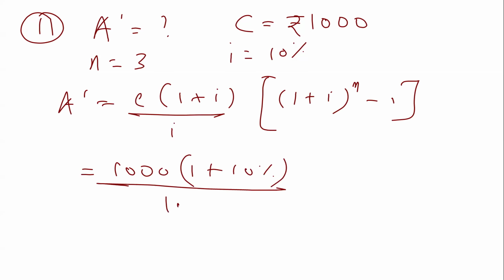So 1000, 10 upon 100, 1 plus 10 upon 100. I hope you're understanding all calculations over here. I'll take this 10 in the numerator because it is denominator's denominator, and in this round bracket I'll take the LCM. So this is 1000 into 100 upon 10. Then this round bracket will be 100 plus 10, 110 upon 100.